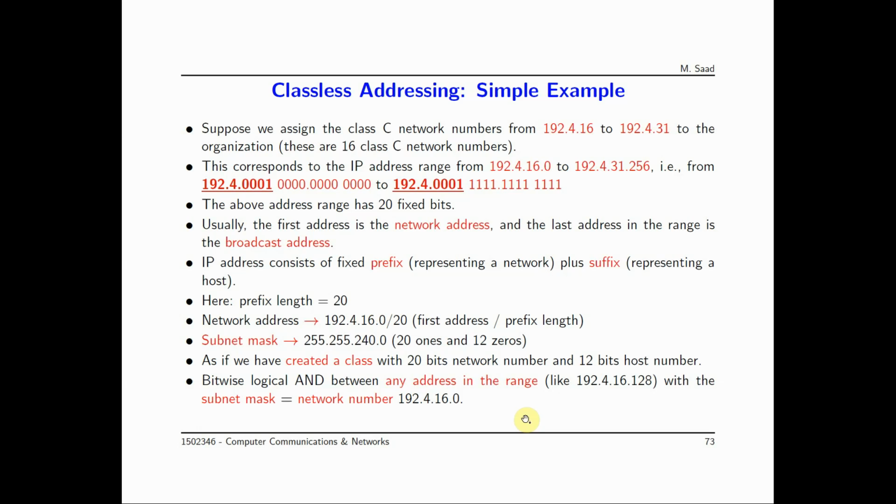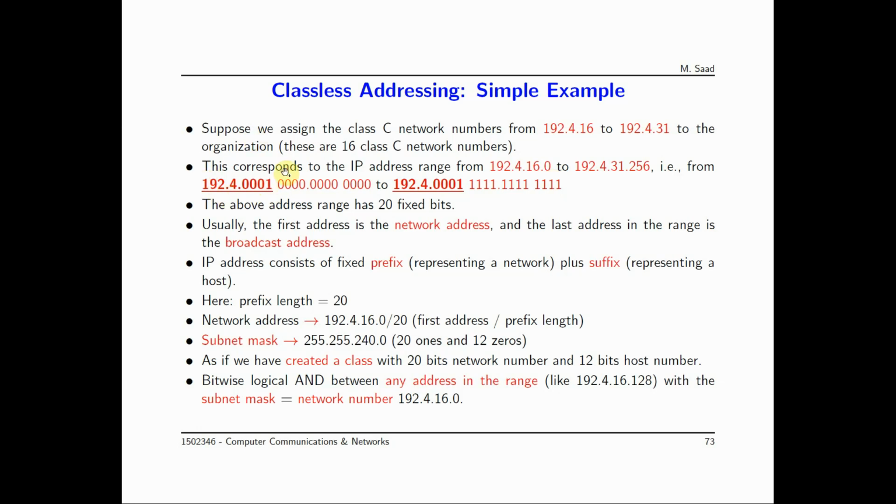Just a couple of facts before we continue. Even if we use classless IP addresses, we know that the first address represents the network address. However, to be clear, the number of fixed bits was clear here because I have the first address and the last address. By looking into them and comparing them, I count how many fixed bits I have.